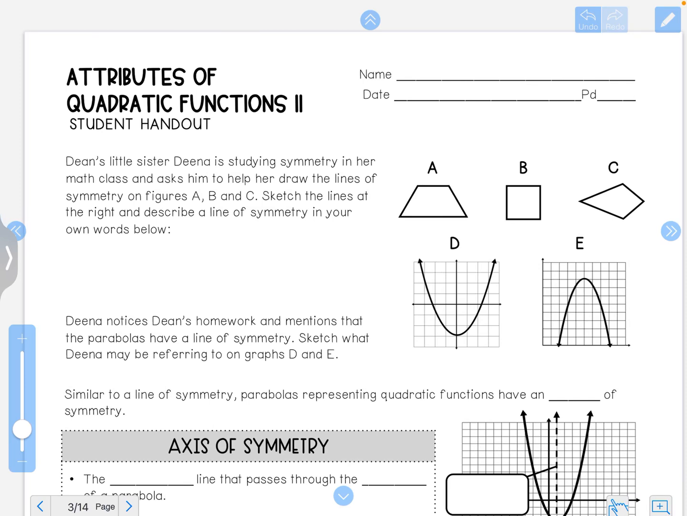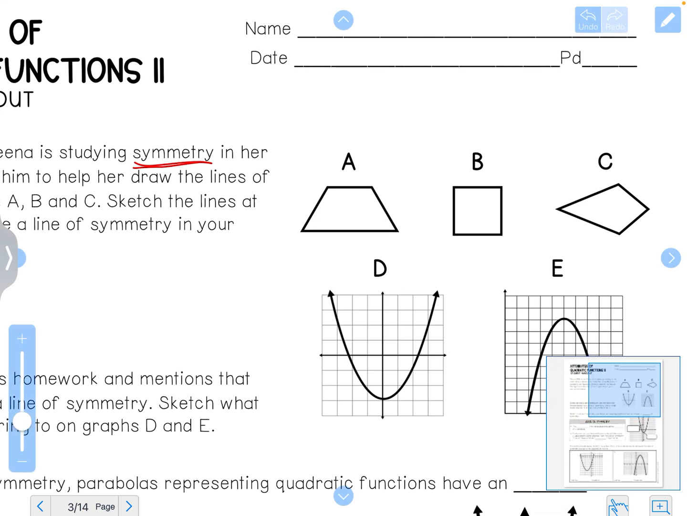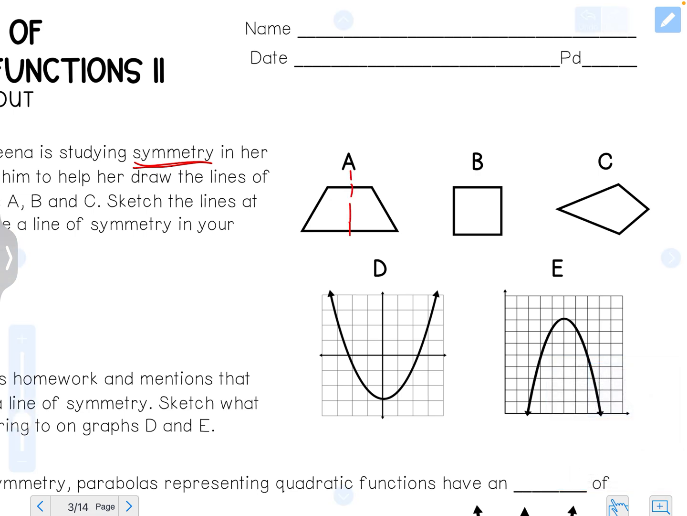Today we're going to look at some more attributes of quadratic functions. They're asking us to find symmetry in the shapes to the right, A, B, C. Symmetry tells me that it cuts the shape in half. If I have an isosceles trapezoid, I can cut it in half there. If I've got a square, I can fold it that way and it's cut in half, and I can also cut it this way and it's in half. And if I have a shape like a kite, I can fold it in half right there.